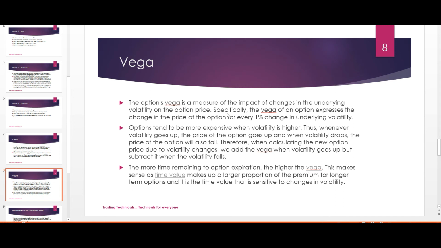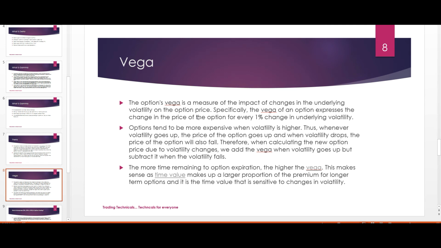Now let's understand how Vega works. Vega basically considers the volatility. Option Vega is a measure of the impact of changes in underlying volatility on the option price. Specifically, the Vega of an option expresses the change in price of the option for every 1% change in underlying volatility.